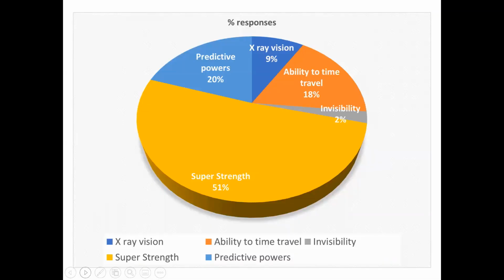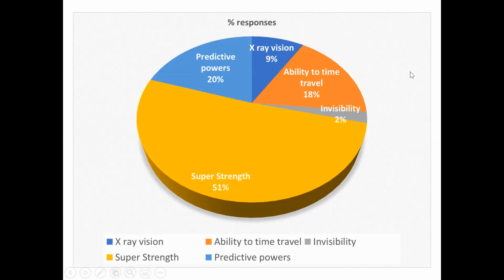I thought that you would want super strength. I was totally wrong on this one. As you remember, predictive powers came out at 44%, and time travel was much higher as well. So again, I could make up a pie chart that says, this is what people told me they really wished right now. And people are really interested, if they could, in having super strength. So how could we help them to get super strength?